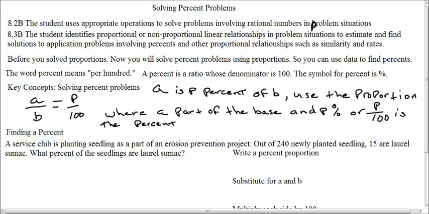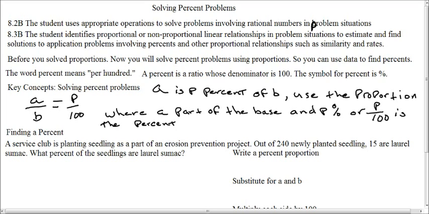Okay, so let's take a look at an example. This is our first example. A service club is planting seedlings as a part of an erosion prevention project. Out of 240 newly planted seedlings, 15 are laurel sumac. What percent of the seedlings are laurel sumac?